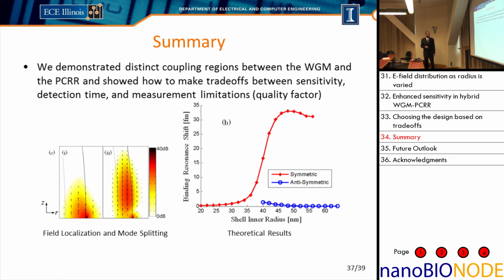And then in terms of our sensor, we looked at the distinct coupling regions between the whispering gallery mode resonator and the plasmonic chain ring resonator. And we showed that you can make trade-offs in the sensitivity, the detection time, and the measurement limitations of the quality factor. There's very strong field localization and mode splitting that occurs if the size of the plasmonic chain ring resonator epitopes exactly lines up the resonances with the resonances of the whispering gallery mode. And we showed the existence of the symmetric and the anti-symmetric modes at that critical value.